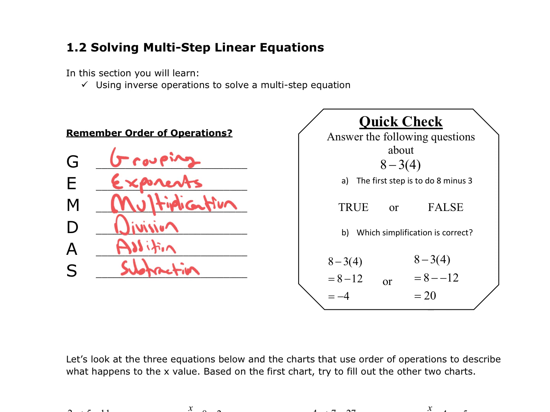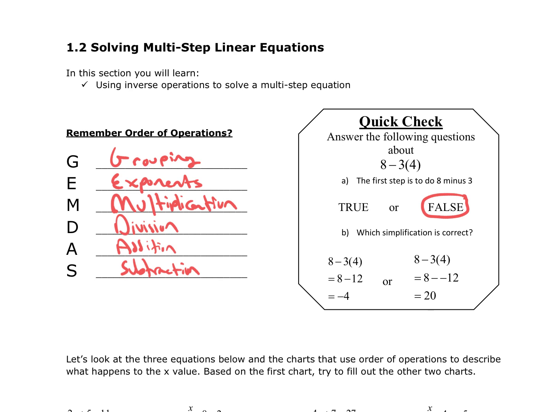Okay, in this little quick check box, if you had 8 minus 3 times 4, true or false, the first step is to do 8 minus 3. And the answer is false because that's subtraction, and we have to do multiplication first. So now we look at part B here. Which of these is correct?